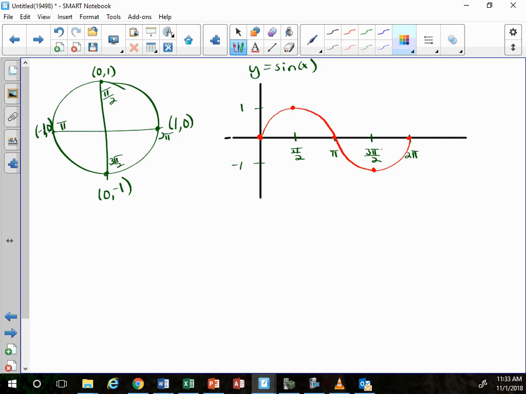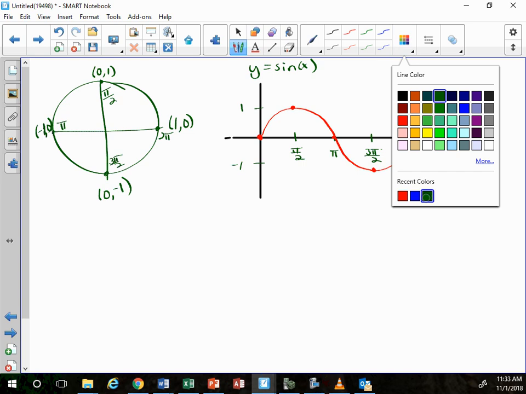I will walk you through it. Any questions on that? That is your parent graph for sine of x, okay? Everything else we do with graphing sine will come from that graph. We're graphing, yes. Good pickup.